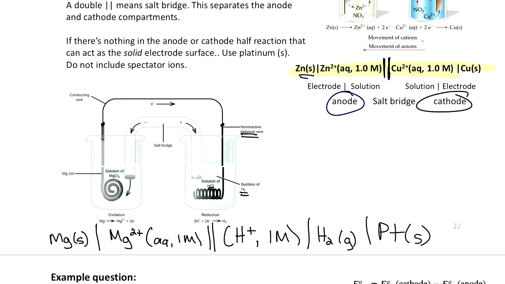What's nice is it clearly shows you what half reaction is happening at the anode and cathode. It always goes anode oxidation, cathode reduction, left to right.